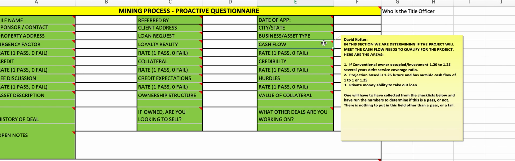Private money, that's just the ability to take the loan out. So there's not necessarily cash flow, but it's more collateral driven.